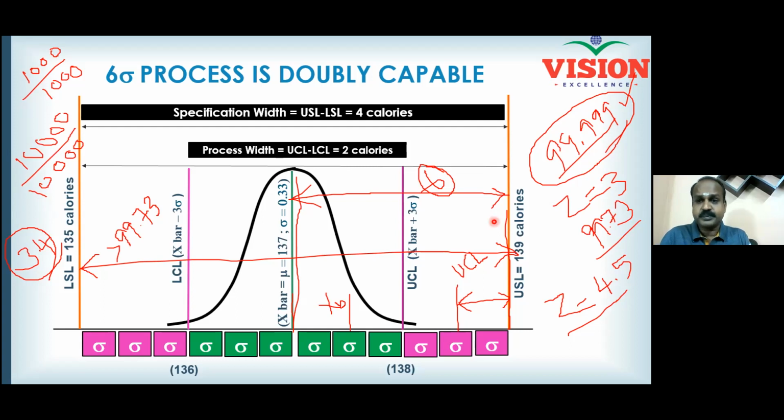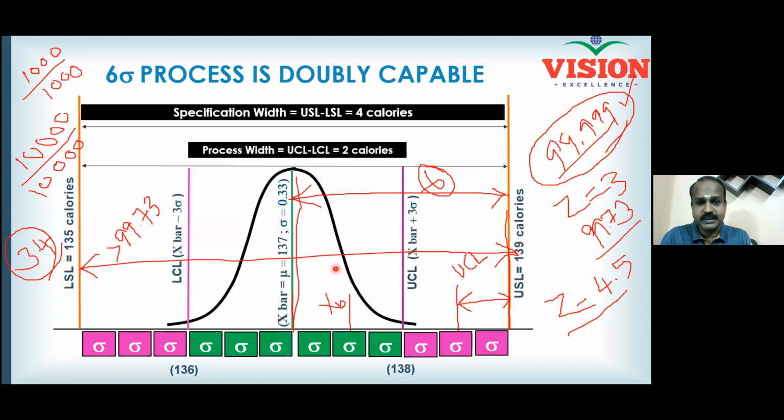And now, what will happen in the long term? In the long term, generally, the process will deteriorate. So what will happen when my process deteriorates in the long term? The process center is expected to move by a distance equal to 1.5 sigma. This is an empirical relationship which was established by statisticians. So 1.5 sigma is what your process will tend to shift over the long term.